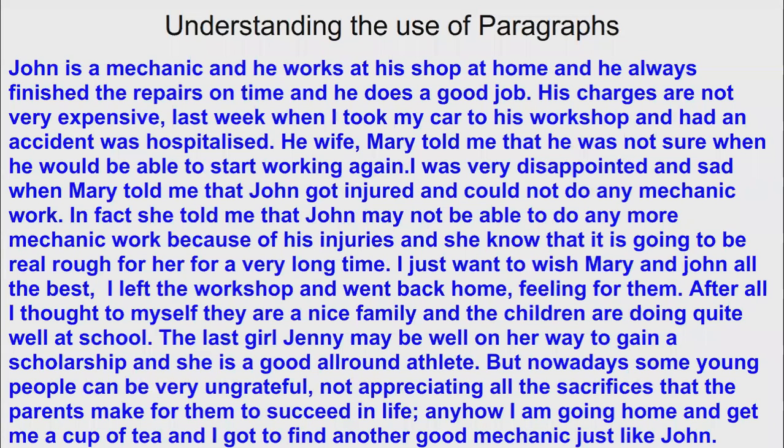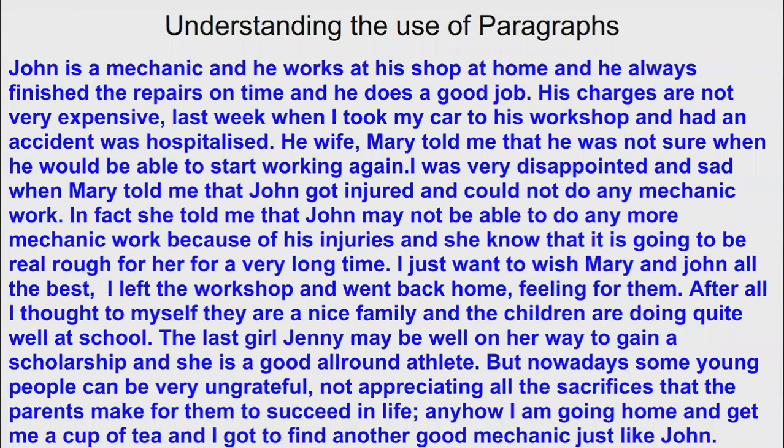So your first paragraph could read like this: John is a mechanic, full stop. He works at a shop at home, full stop. He always finishes the repairs on time, full stop. He does a good job, full stop. His charges are not very expensive, full stop. And that will be your first paragraph.